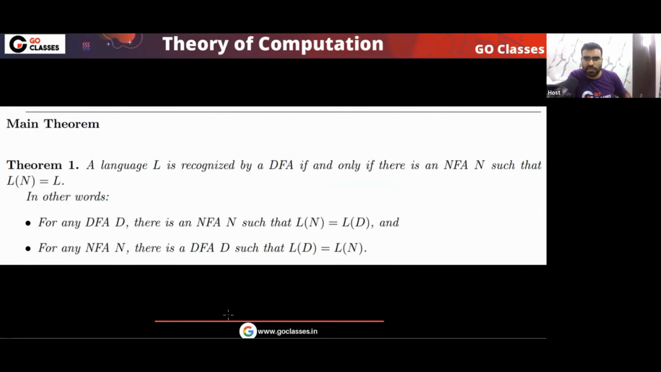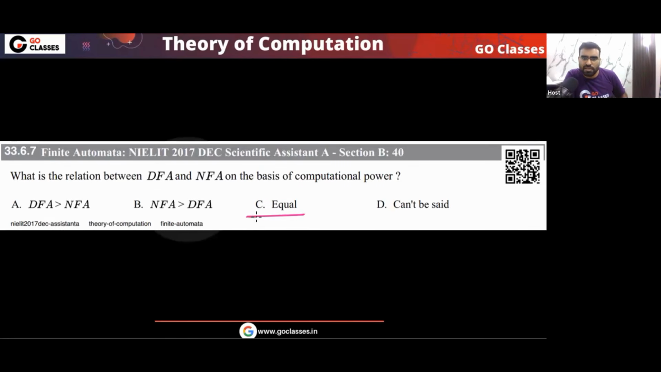So you can see that NFA and DFA have the same language recognition power. They recognize the same set of languages. Any language that you can recognize using a DFA, you can also recognize using an NFA. Similarly, any language that you can recognize using an NFA, you can also recognize using a DFA. So they have the same computational power.